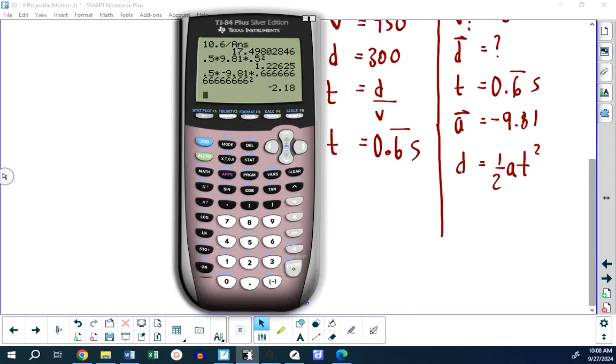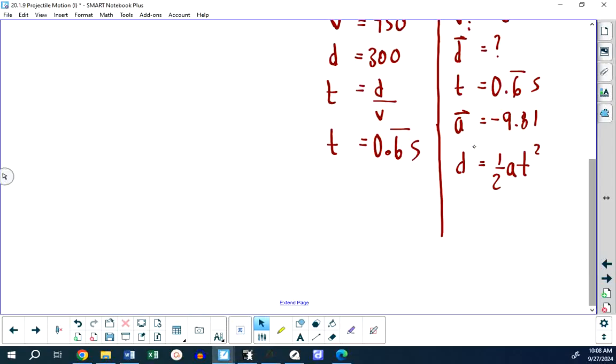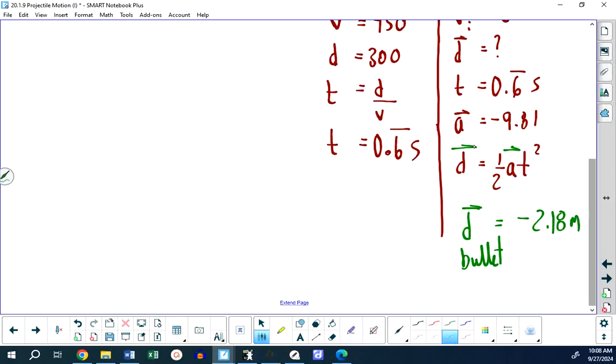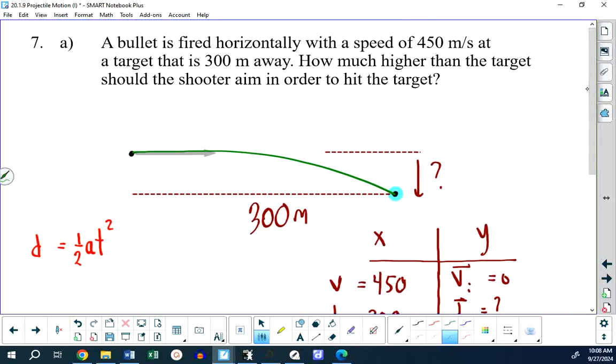This number is the displacement of the bullet. So I'm even going to write that down with a vector here. It's a good point, and I think I would have just walked over that and forgotten about it. This displacement of the bullet is negative 2.18 meters, which means what the question is asking, which is how much higher would you have to shoot? The answer is you would have to aim 2.18 meters higher. We wouldn't say negative 2.18. So the answer to this question is 2.18 meters above the target.